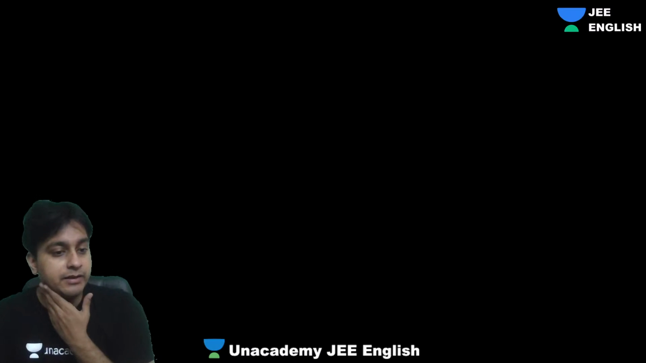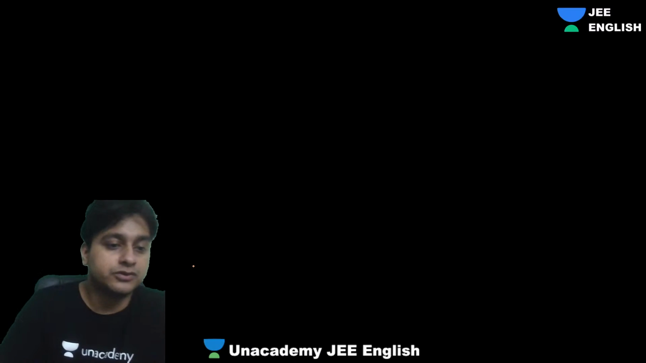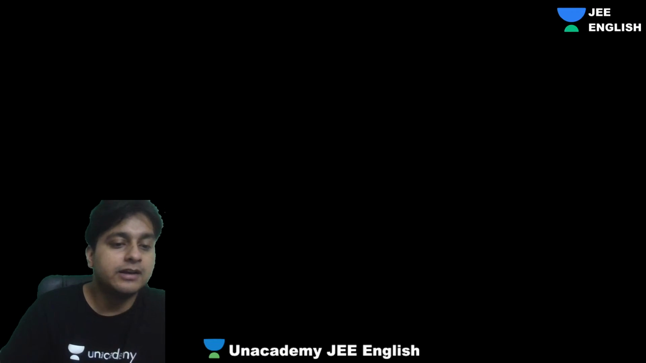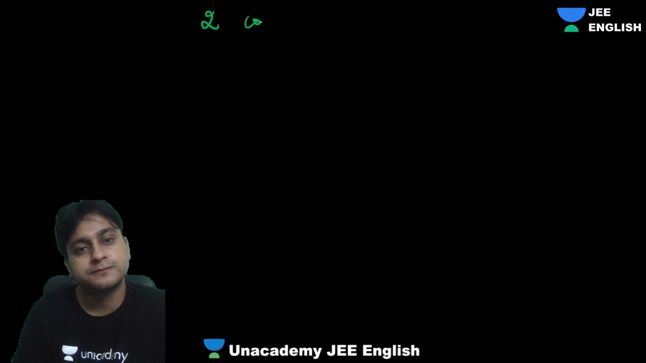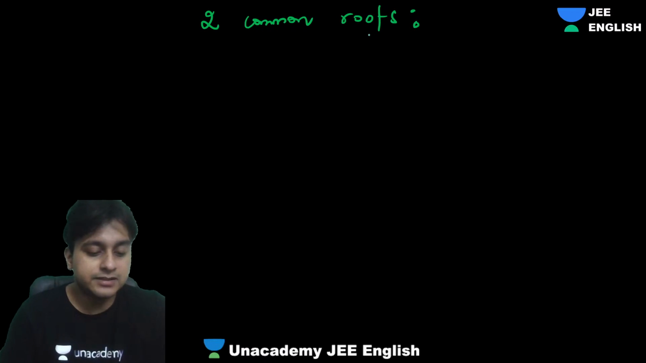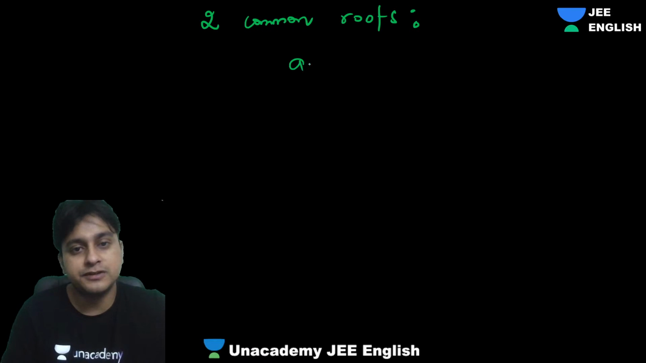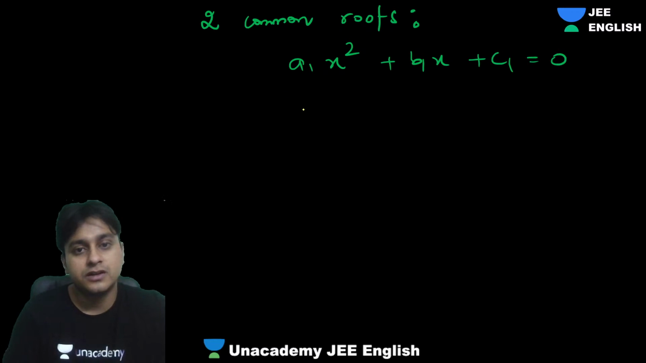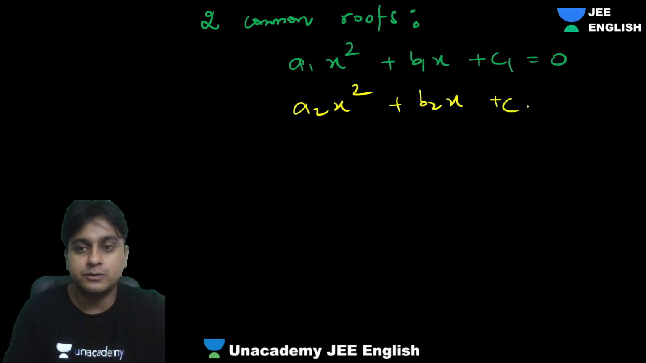Now, the important thing is two common roots. So guys, this was only the one common root case. Now let's suppose we have two common roots. Let's suppose I have a1x square plus b1x plus c1 equals to 0, and another equation, a2x square plus b2x plus c2 equals to 0.